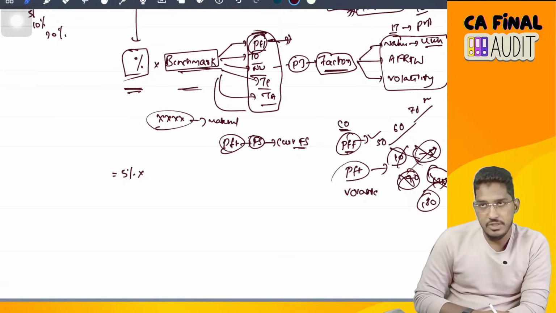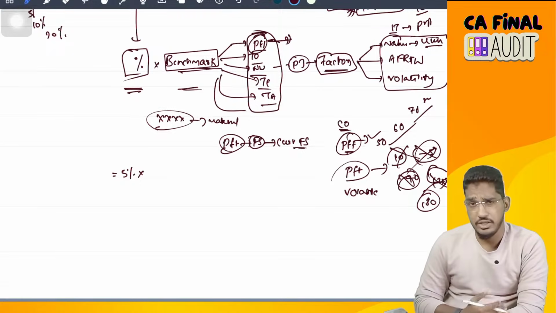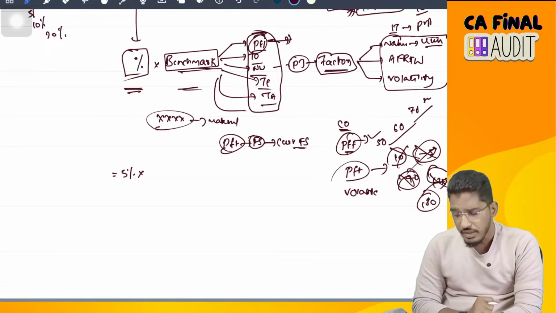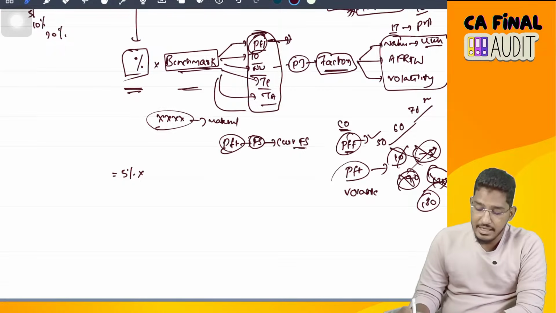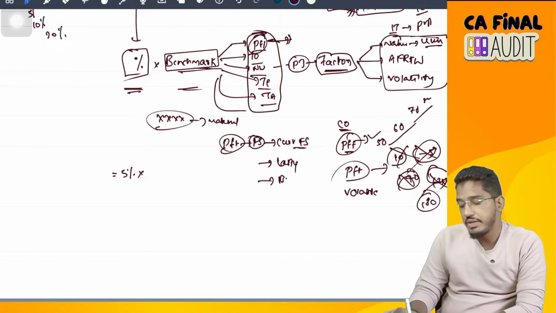But sometimes, as I have told, especially in big entities, we don't wait till the closure of the year to start doing the audit. We start much earlier, during the course of the year itself. If that is the case, current year financial statements will not be ready. Then you can take that benchmark from last year's financial statements, or even from budgets.